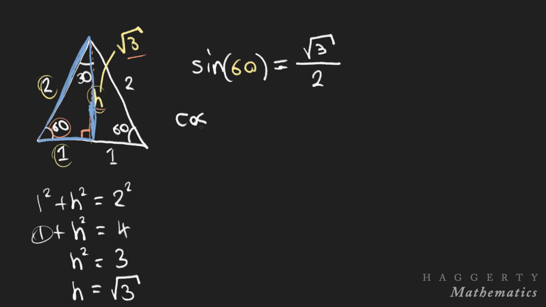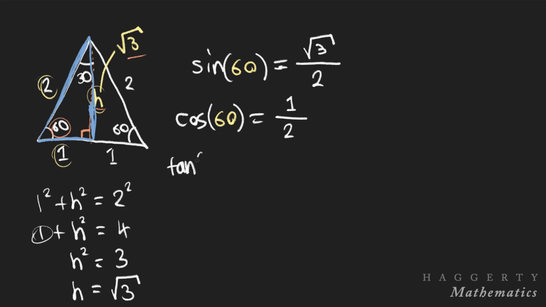You can do the same with cosine. Cosine of 60. What is that going to be? Well, you look at the 60. The adjacent to the 60 degrees is 1. So you put the 1 there and then divide by the hypotenuse, right? Adjacent over hypotenuse. What's the hypotenuse here? It's just the 2. So you can put the 2 there and you can see the cosine of 60 is just a half.